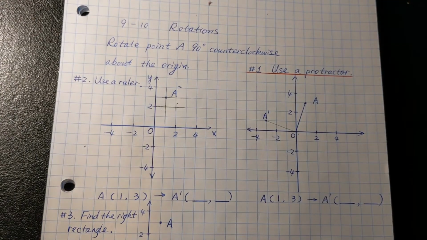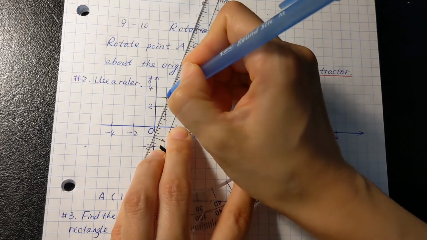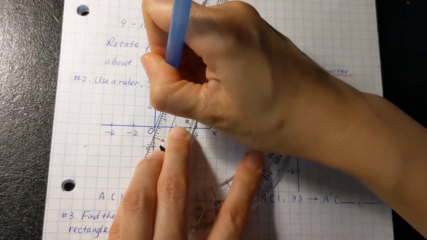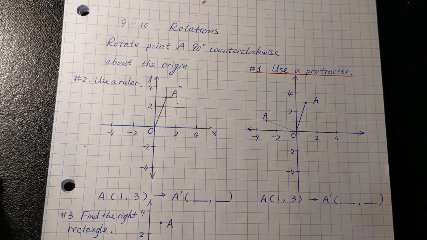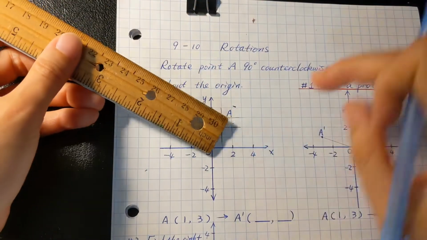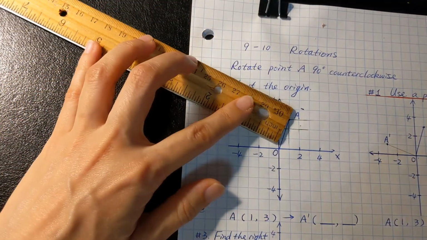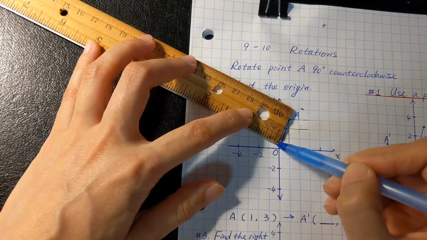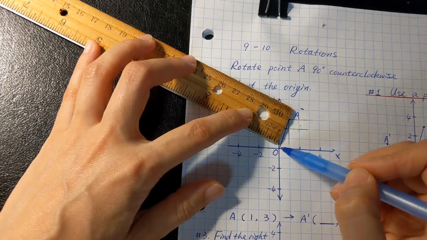Step 1, we are connecting the point you want to rotate and the center of your rotation. So connect OA first. Step 2, you are going to place your ruler along OA. We are using this 90-degree angle to trace our 90-degree angle on the graphing paper.